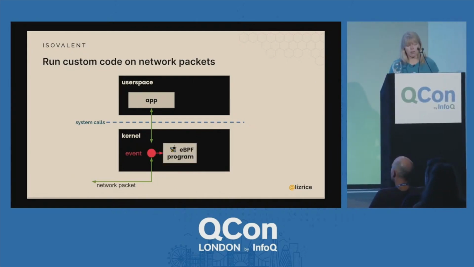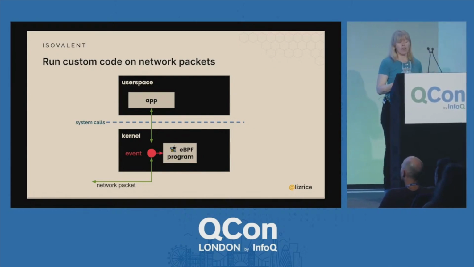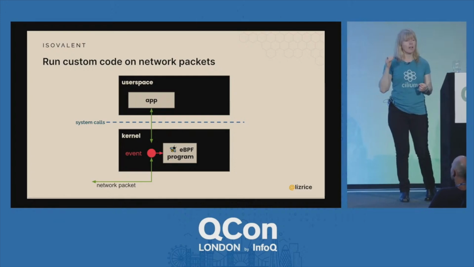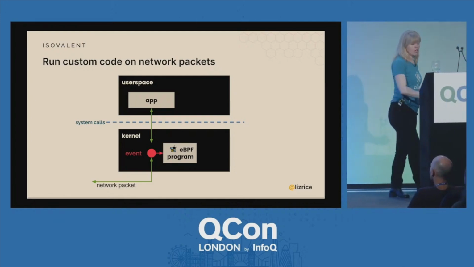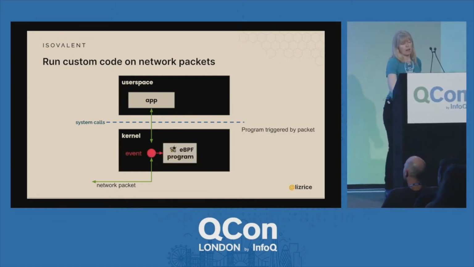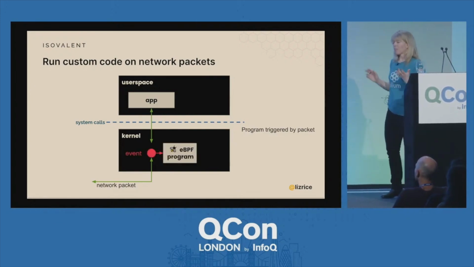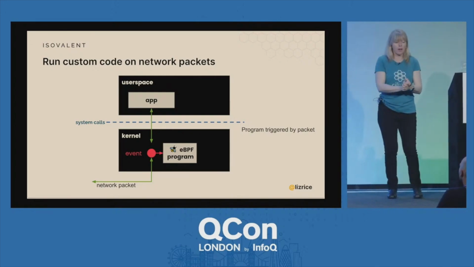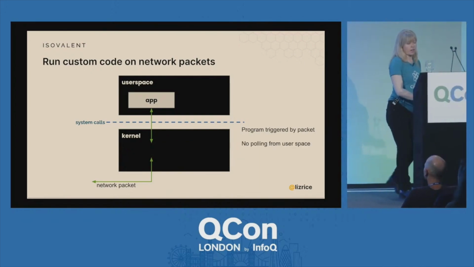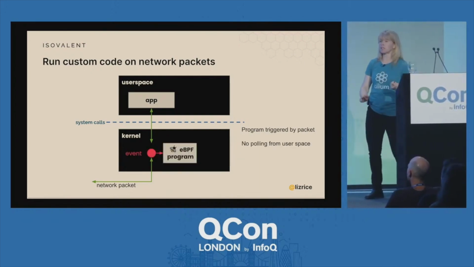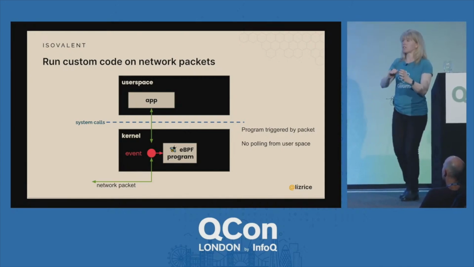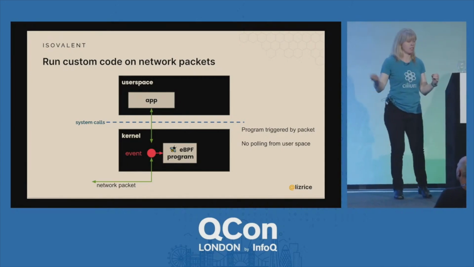So we're talking about running custom code on network packets. They don't just have to be XDP. There's all sorts of places within the networking stack that we can attach eBPF programs. It's triggered immediately by the packet. So we don't have to wait for anything like polling from user space. We're just literally going to receive the packet at this event and then start executing native machine code instructions.